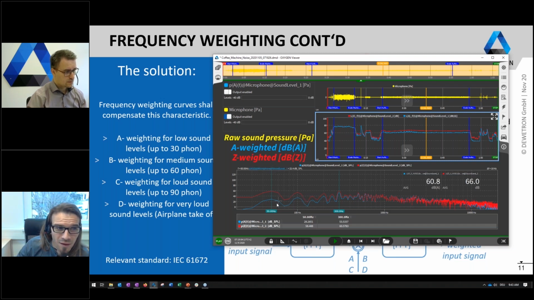And you also see the characteristics of the curve here in blue. And so the weighting also makes a significant difference and affects really your measurement values. So always state if a frequency weighting was applied or not, because it really matters.